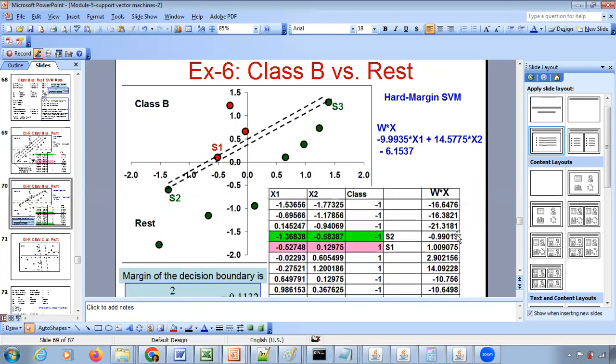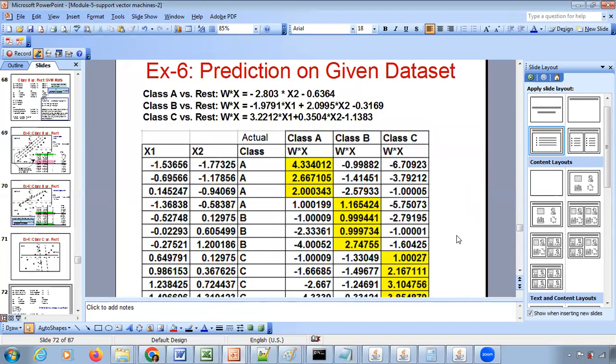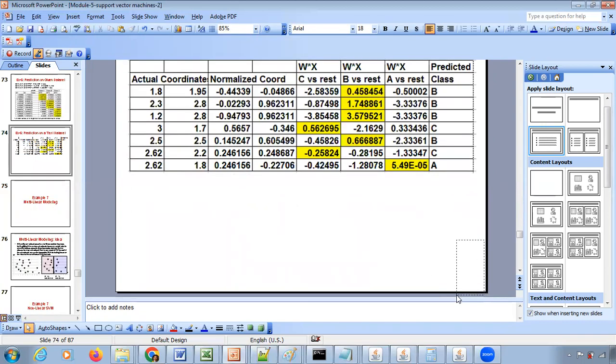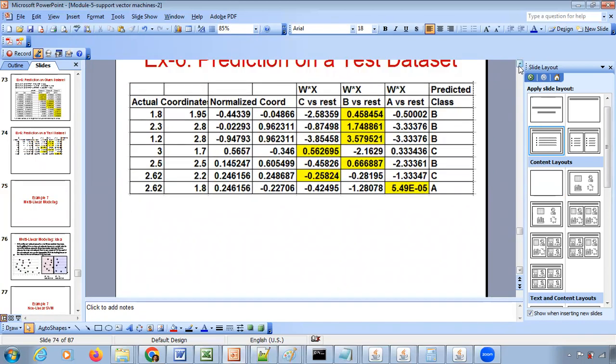So you can visually analyze and see if the prediction is making sense. The predictions should make sense. That's why we go through all this math. But if they're very close somewhere, the math will dominate and tell things. Like you see here for this data point, 2.62 and 2.2, and this is a normalized version, 0.24 and 0.24. We get all three WX values to be negative. Among these three negative WX values, you have to pick the largest, and that's this one, class C versus rest.